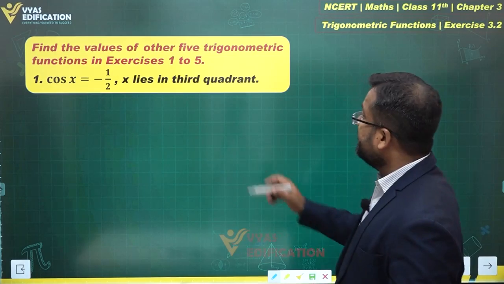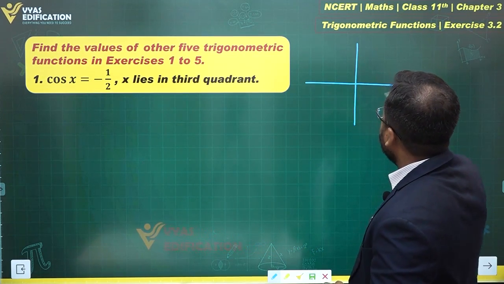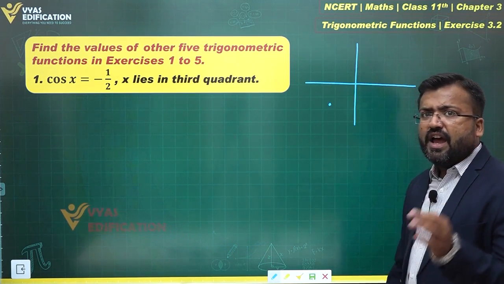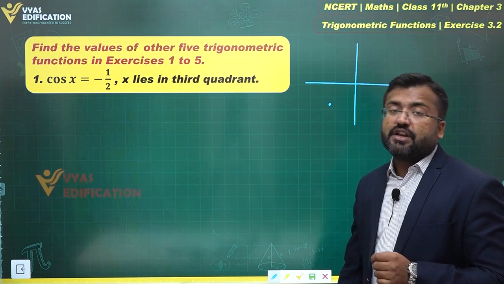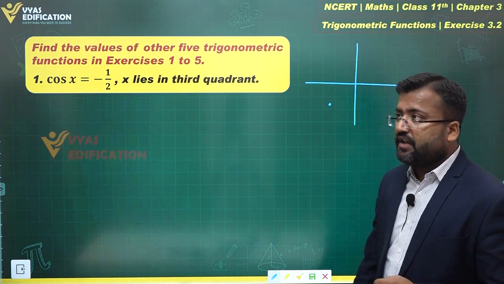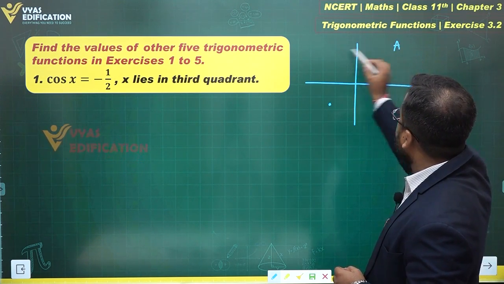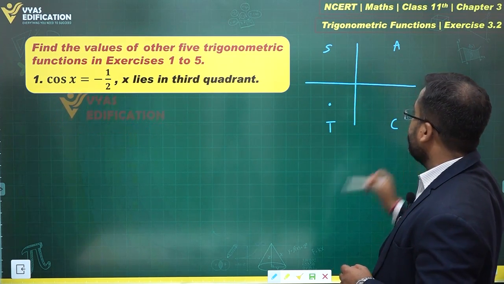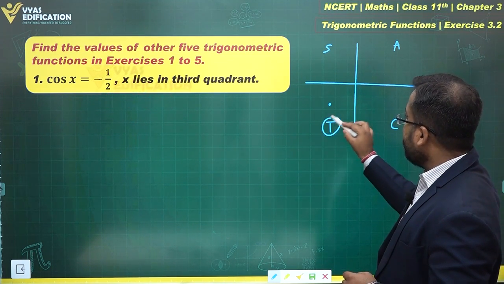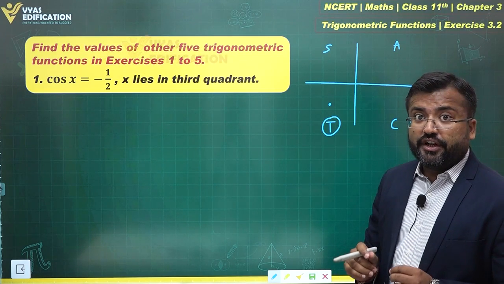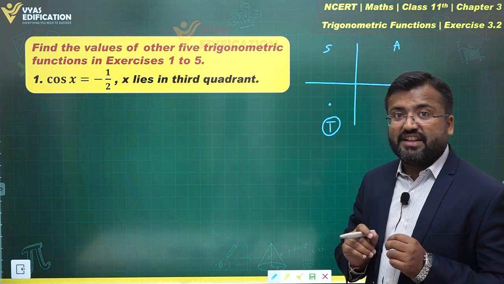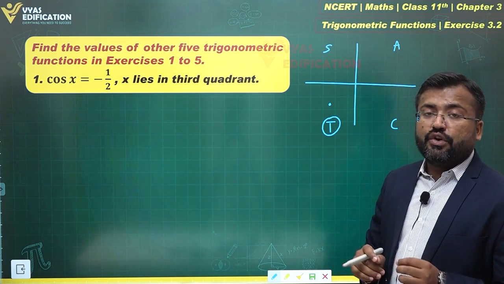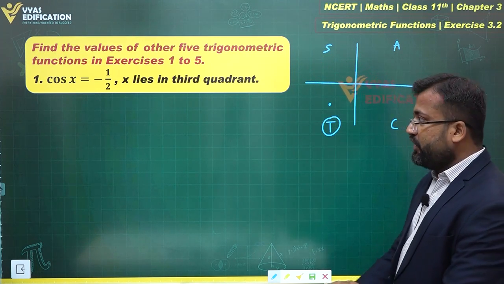X lies in the third quadrant. So let's solve this. X lies in the third quadrant over here. And which all trigonometric functions are positive, which are negative in this quadrant. When we talk about our ASTC rule, we know that tan and cot are 2 trigonometric functions which are positive in this quadrant, and other 4 trigonometric functions would be negative in this quadrant, right?